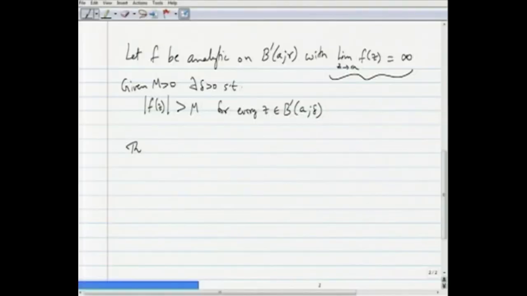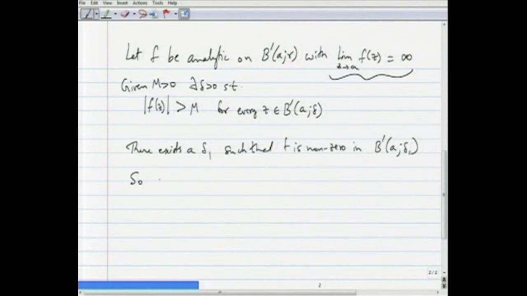By this very definition, picking M to be 1, let us say, we can say that there is a delta such that modulus of f is not 0 in that delta neighborhood of a. So, there exists a delta 1 such that f is non-zero in B prime of a, delta 1. Simply picking M equals 1, for example, gives this delta 1.